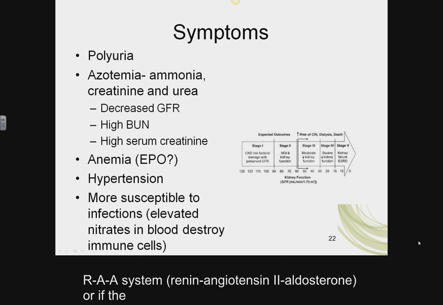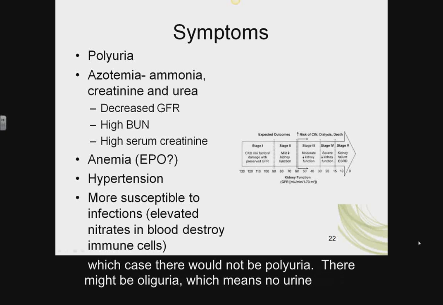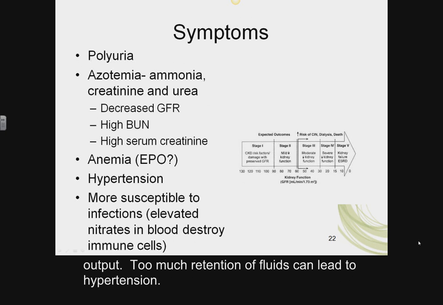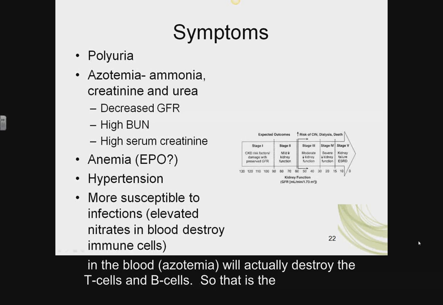Or if the kidneys are not able to filter the blood appropriately and remove waste products, the water content in the blood can build up in that case. In which case there would not be, in that example, polyuria. Then that might lead to oliguria, which means no urine output. So you can really see the broad spectrum of problems that can arise with renal failure. You can have too much fluid retention because you're not filtering, and that can lead to hypertension.